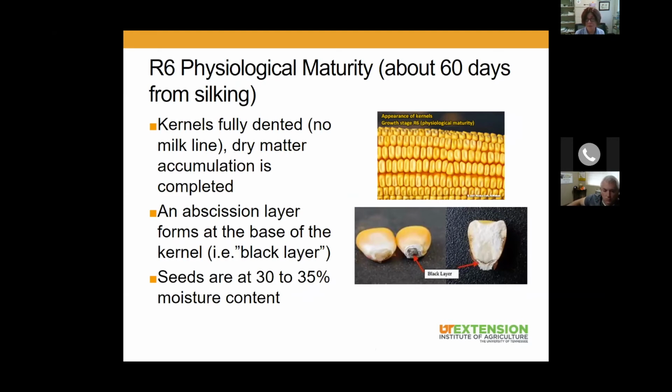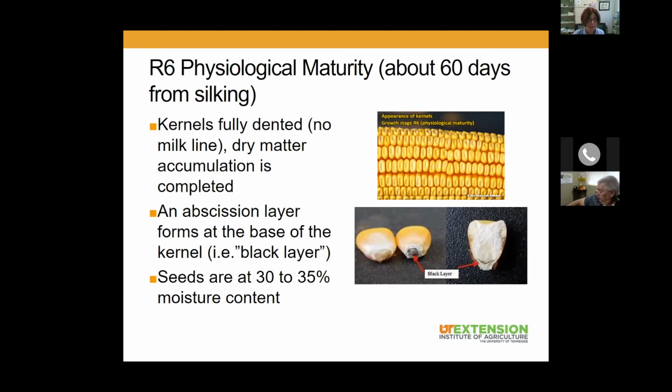At the base of those seeds where they attach to the cob, there's going to be a layer of cells that form, and it's called the black layer. You can actually take fully dented corn with no milk line, dig those seeds out, and scrape around the base there and find that little black layer. It's not disease, it's just a layer of cells cutting that seed off from the cob.